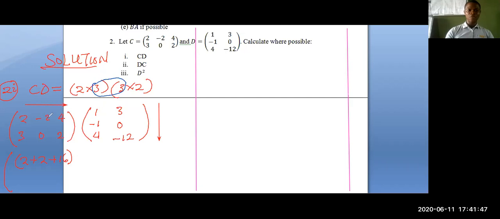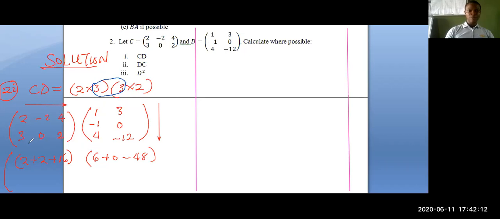So I have finished with this row on this column, and that is the answer in a bracket. Give a space after this column, okay. Collect the next answer, again the same row will now multiply the next column. 2 times 3 is 6, minus 2 times 0 will give us 0, and 4 times minus 12 will give us minus 48. All right, so that's the answer for that one there.